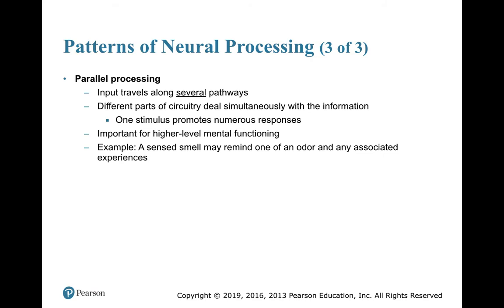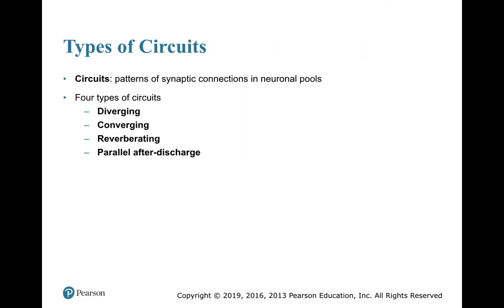We can also have parallel processing, in which input will travel along several different pathways. Different parts of the circuitry deal simultaneously with the information. One stimulus is going to produce numerous responses. This is very important for higher level mental functioning. A scent or smell might remind you of an odor and an associated memory that goes with that odor. Scents are very good triggers of memory, most likely due to parallel processing.